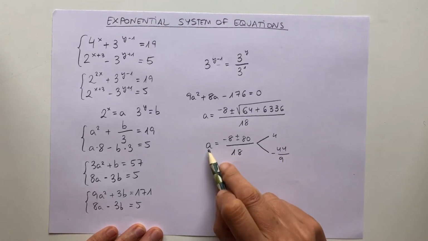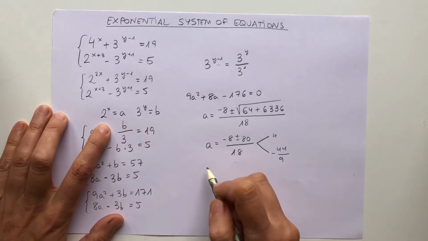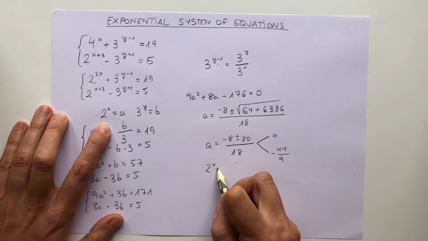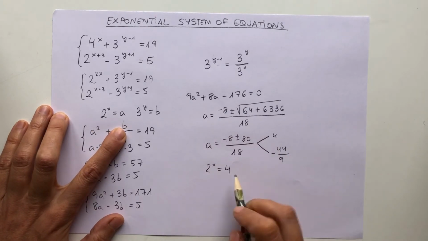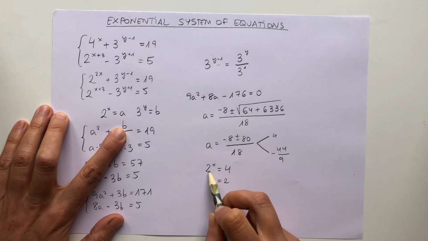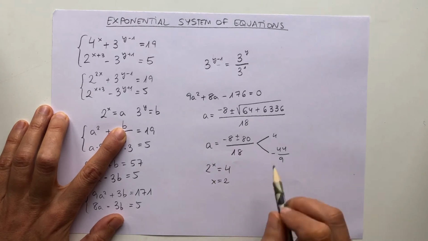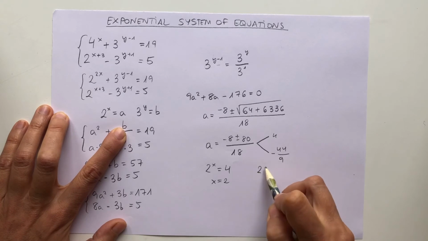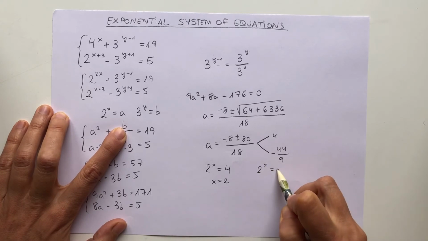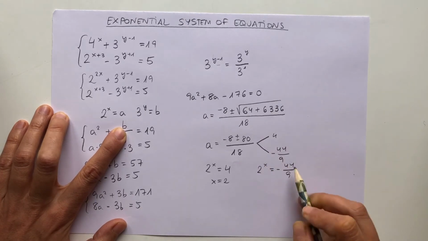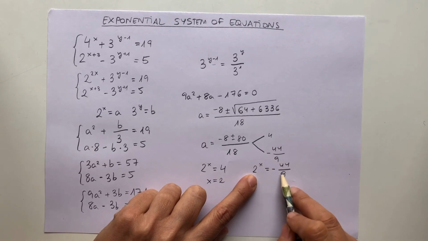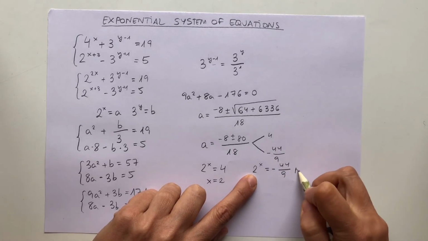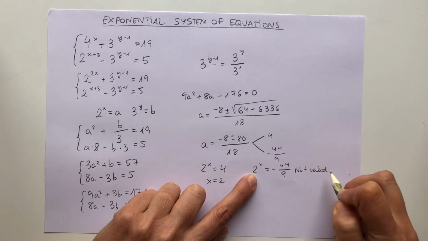Now we have to undo the change of variable. And we have that 2 to the power of x equals a, in this case 4. So the exponent must be 2 because 2 squared equals 4. And if we try with this one, 2 to the power of x equals minus 44 over 9, there's no possible solution for x here because although I place negative values here, the result will always be positive. So this solution is not valid.